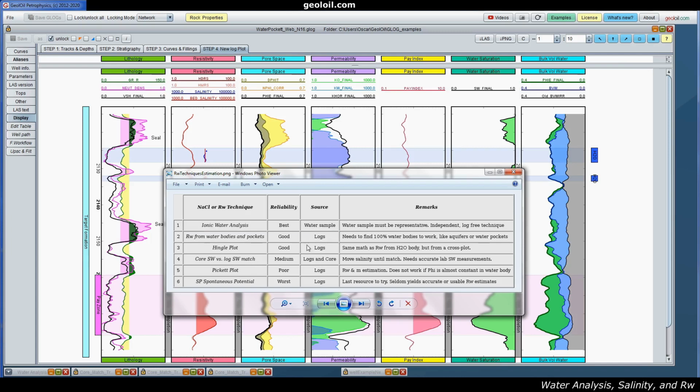The first thing we have to do is to identify water bodies and pockets. So what is a water body? A water body in a reservoir is simply a zone that is full of water. So we don't have oil or we don't have gas. It's a full zone with water.